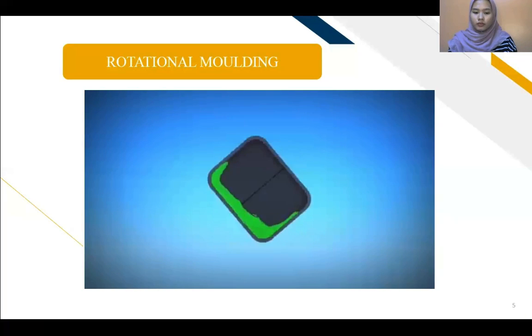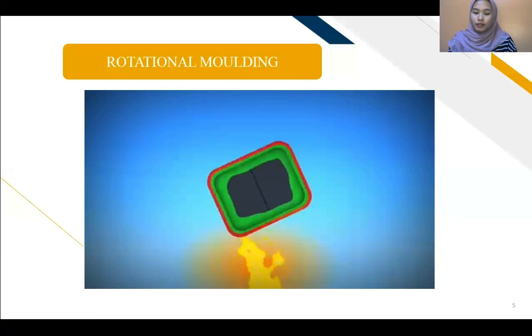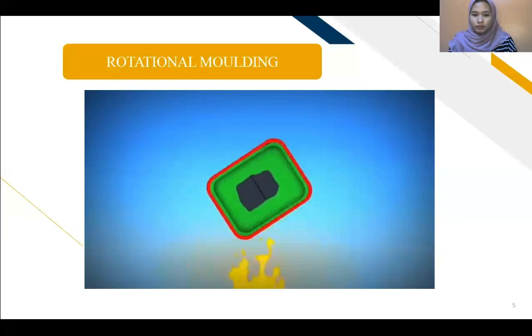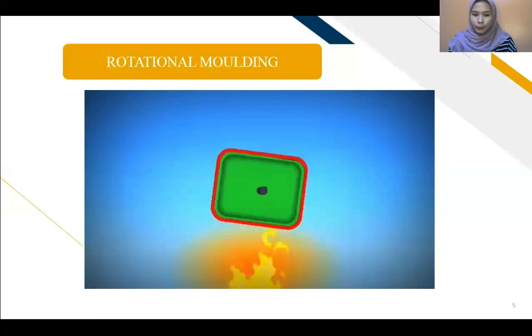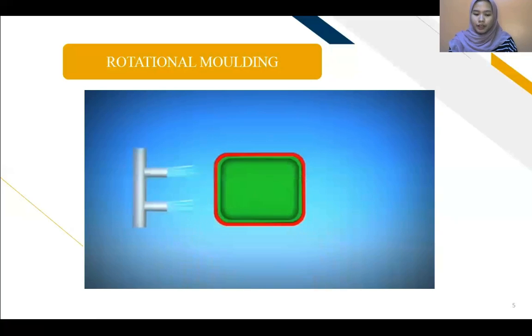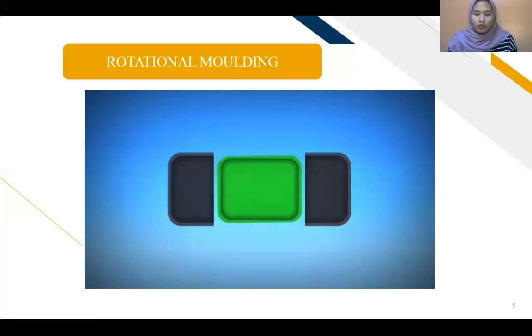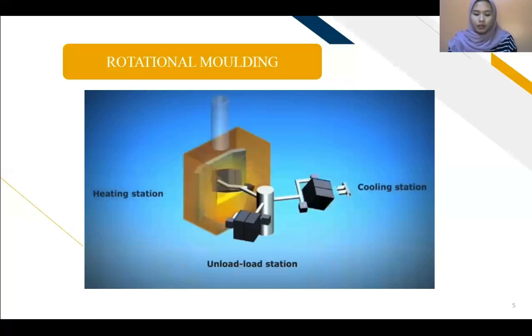Rotational, or rotomolding, starts by putting plastic powder into a hollow metal mold. The mold is heated in a big oven while being turned. Second, the plastic powder melts into the inside of the mold, which is then cooled. Then the finished part is pulled out and more plastic is put into the mold to start the process again.